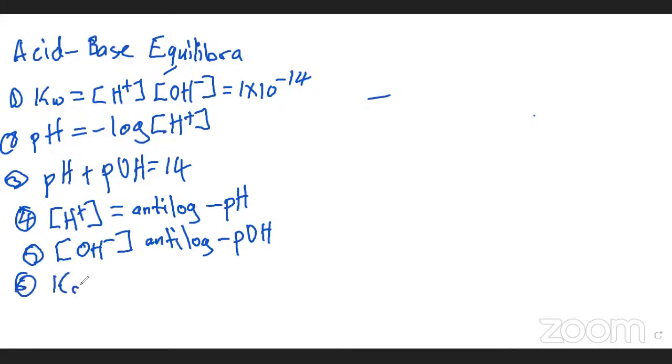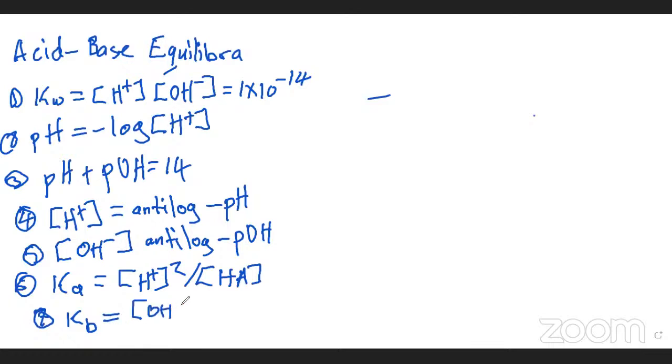Also Ka, which is for the weak acid. Ka is [H+] squared divided by the concentration of the acid, just using HA for a generic acid, all right? And if you need Kb, so seven, it's Kb, the base dissociation constant, which would be [OH-] squared divided by the base. I'm just using B minus to represent the concentration of a base.